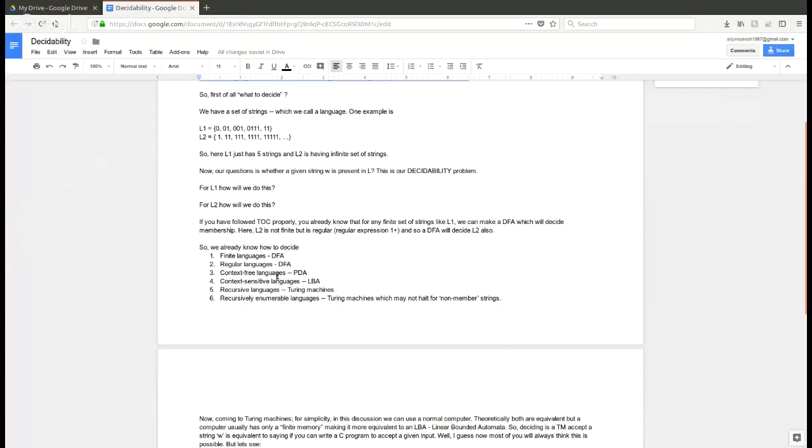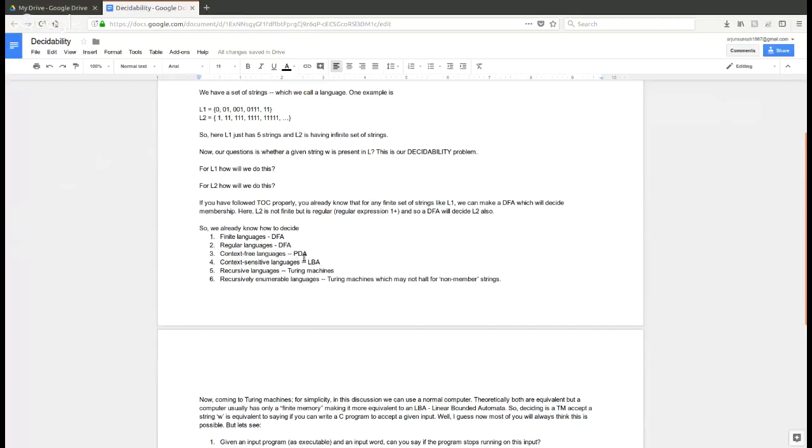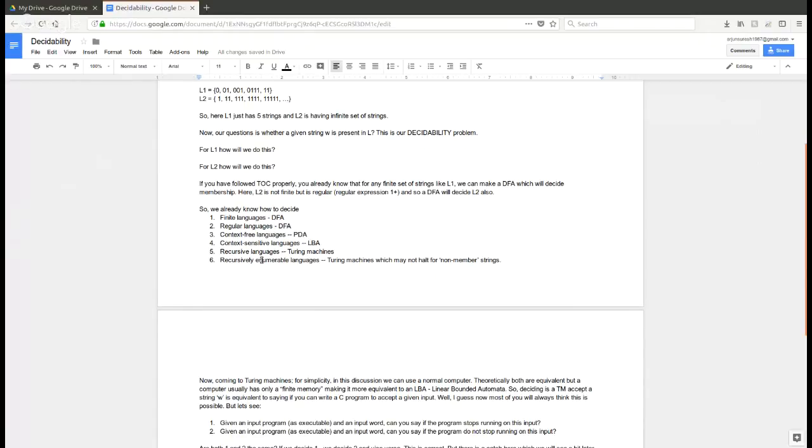And for context-free languages, DFA is not enough, and we need a PDA, that is a push-down automata. Now for context-sensitive languages, we need an LBA, that is linear bounded automata. Then for some languages which are not context-sensitive, it can be recursive languages, and we need a Turing machine for it.